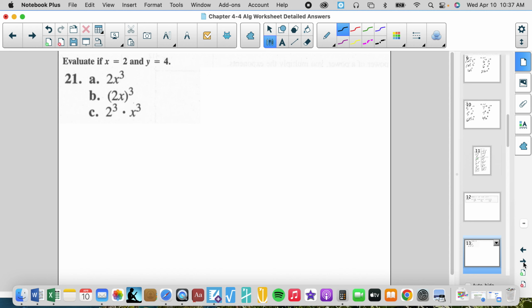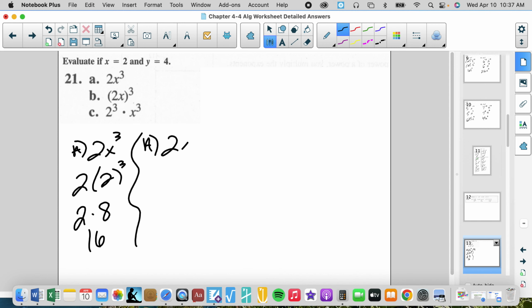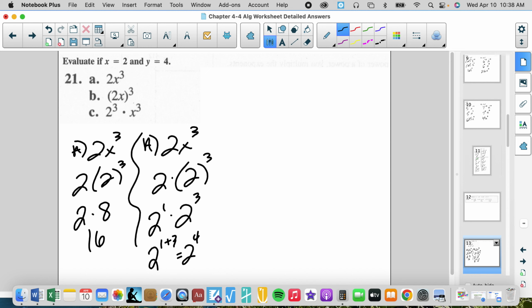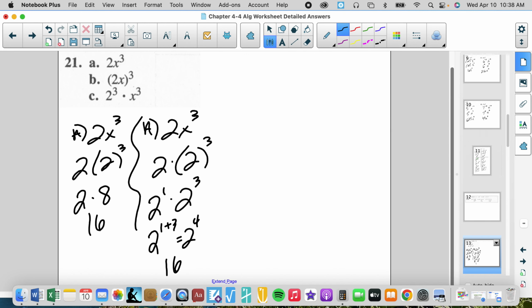Now we're going to plug in values. So a is 2x to the third, and we're going to plug in 2 for x. We have to do exponents first. So 2 to the third is 8, and that's 16. We can do it two ways. Another way you could have done a, watch this. How many people saw this? 2 times 2 to the third. Do you see that as 2 to the first and 2 to the third? And we can have 2 to the 1 plus 3, which is 2 to the fourth, which equals 16. Anybody see it in that way?